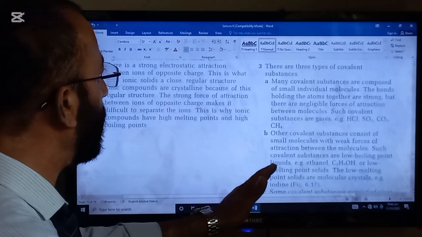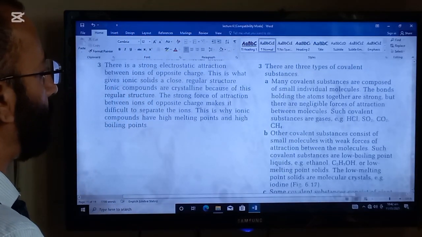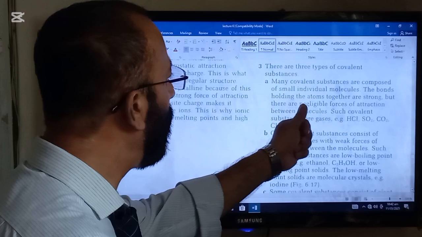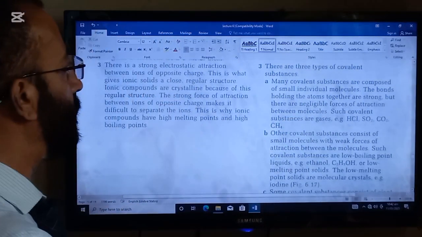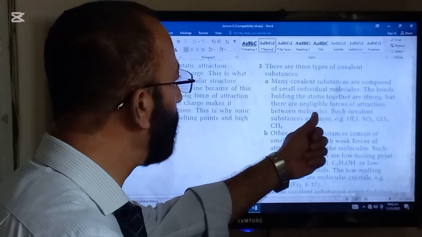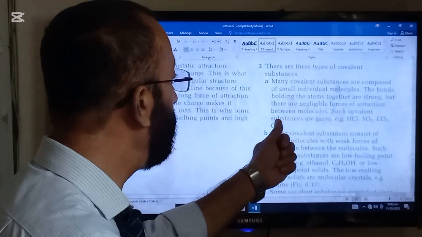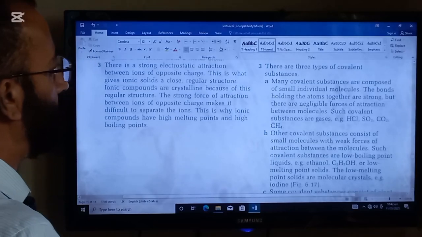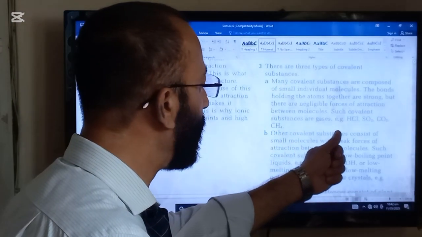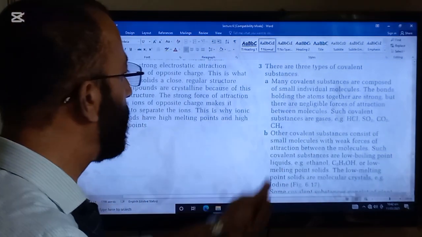Whereas in covalent bonding, there are 3 types of covalent substances. Many covalent substances are composed of small individual molecules. The bonds holding the atoms together are strong, but there are negligible forces of attraction between the molecules. Such covalent substances are gases, for example, HCl, SO2, CO2, CH4.